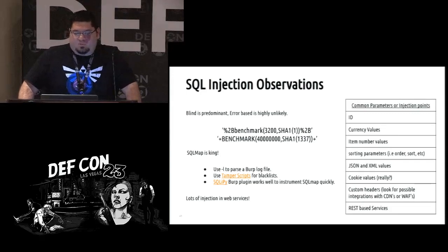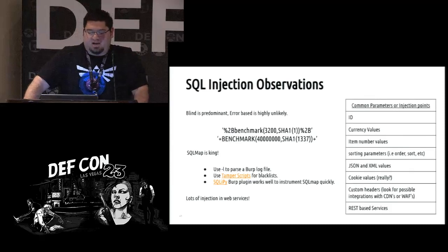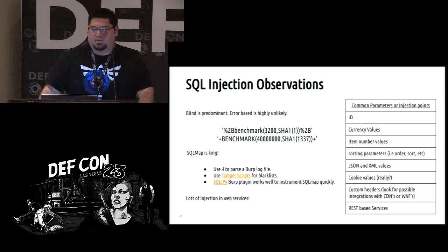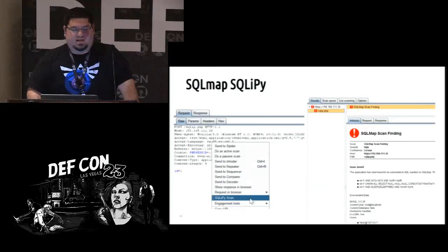So some common parameters and injection points: any ID value, currency values, item number values, sorting parameters. I'm not going to go through all these. They're all on the slide. And eventually, this is all going to be on GitHub anyway, so you can just grab it and use it in your methodologies if you think it's useful. But these are the places where I saw the most injection, and where my research showed me. This is SQLiPy.